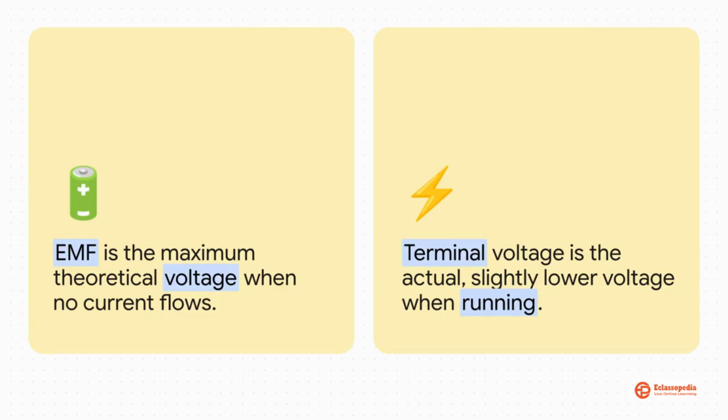So this internal resistance creates a real difference between what's printed on a battery's label and what you actually get out of it. The electromotive force, or EMF, is the maximum theoretical voltage when absolutely no current is flowing. It's your open circuit voltage. But the very second you connect it to a circuit and start drawing current, that internal resistance eats up a tiny bit of the power. What you actually get out is called the terminal voltage, and it's always going to be slightly lower than the EMF while the battery's discharging.